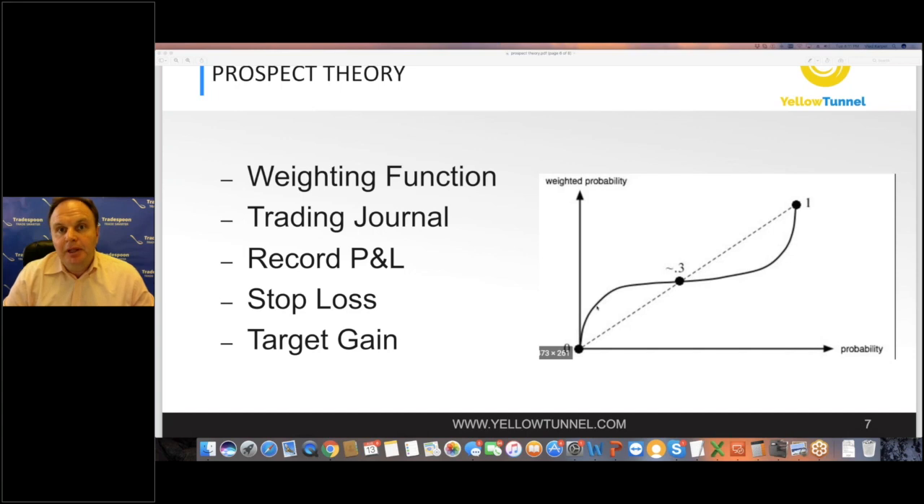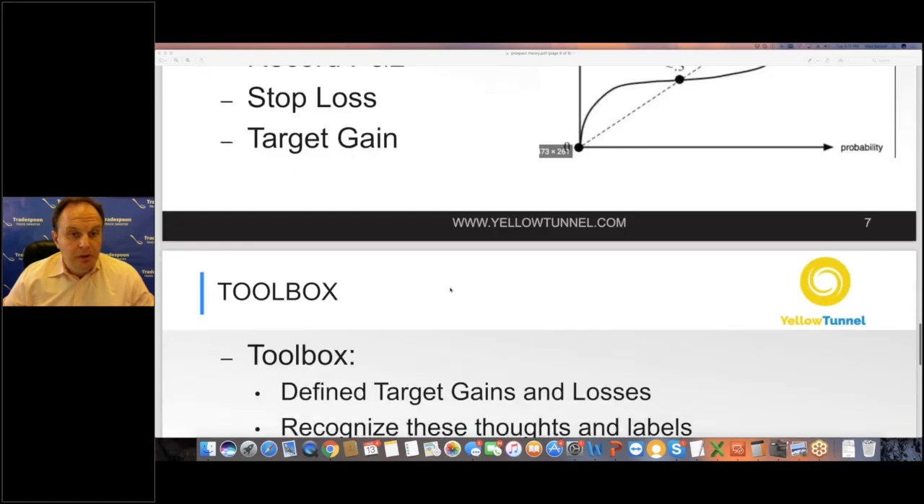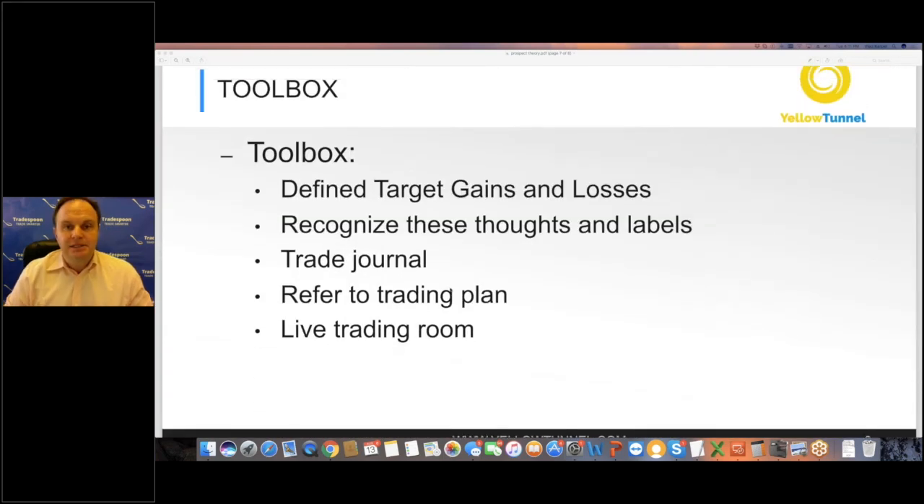This is probably a classic example from prospect theory that affects traders. The first step in dealing with this is recognizing these thoughts, right? We talked about labeling before, and recognizing these thoughts and keeping a journal of what your target gains and stop losses were before you got into a trade, and what they actually ended up being when you exited the trade. It's also very important to think about target gains and stop losses before you enter the trade.